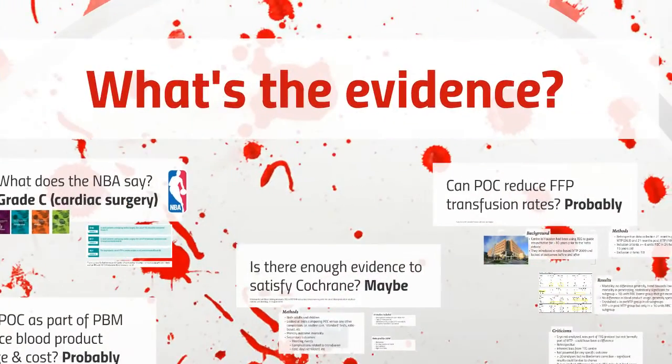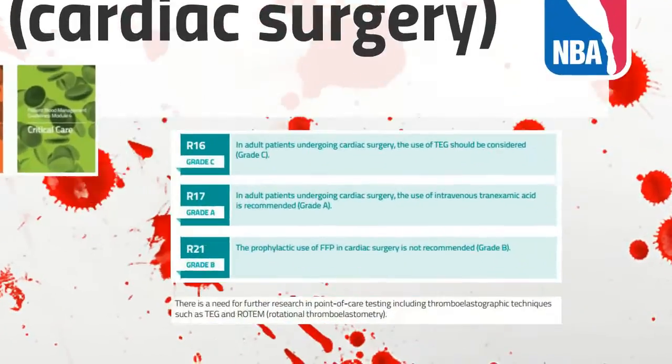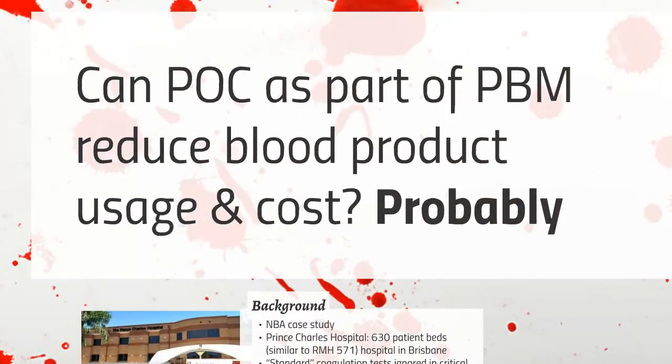Now I'd like to move on to talking briefly about the evidence. Firstly, what does the NBA say? What does the National Blood Authority say, not the National Basketball Association? They give it a very lukewarm grade C and only for cardiac surgery, unfortunately. This up the top here is their recommendation that TEG should be considered in cardiac surgery. They also state in one of the modules that further research is desperately needed, and that's pretty much what Cochrane have said too. But let's come back to Brisbane.